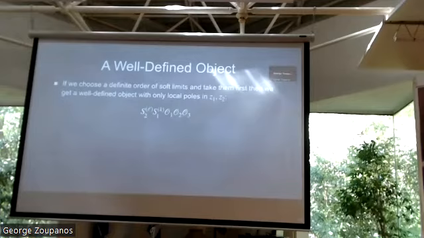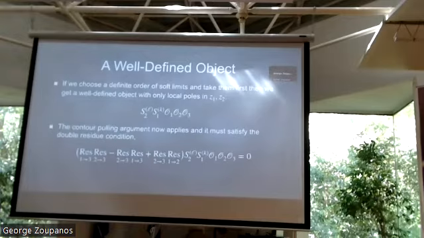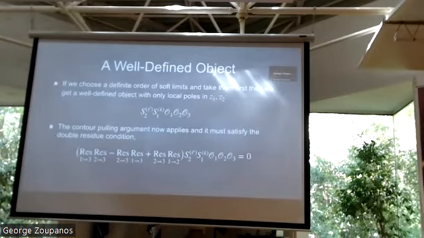Right. But we also could define this single object where we take the soft limits first, and then the order matters. Let's just choose to take S1 soft, or particle 1 soft, first, and then it gives you an object that has only local poles in Z1, 2, and 3. And the contour pulling argument does apply now, and this has to satisfy the double residue condition. And you can also check this explicitly.